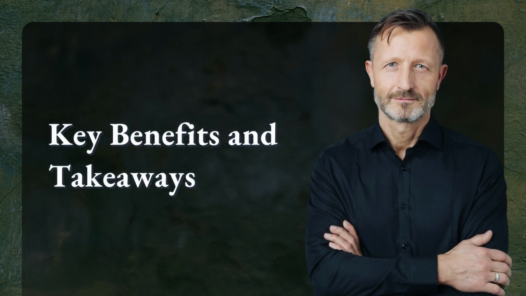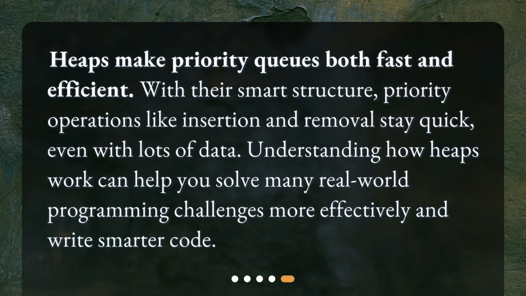Key benefits and takeaways. Heaps make priority queues both fast and efficient. With their smart structure, priority operations like insertion and removal stay quick, even with lots of data. Understanding how heaps work can help you solve many real-world programming challenges more effectively and write smarter code.